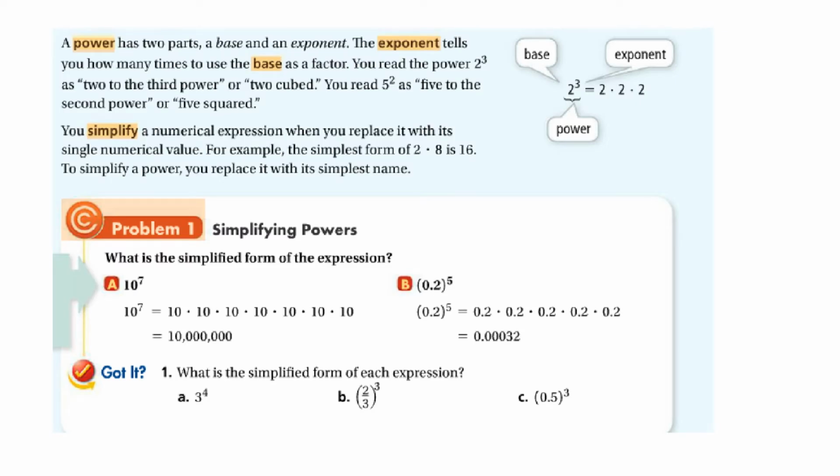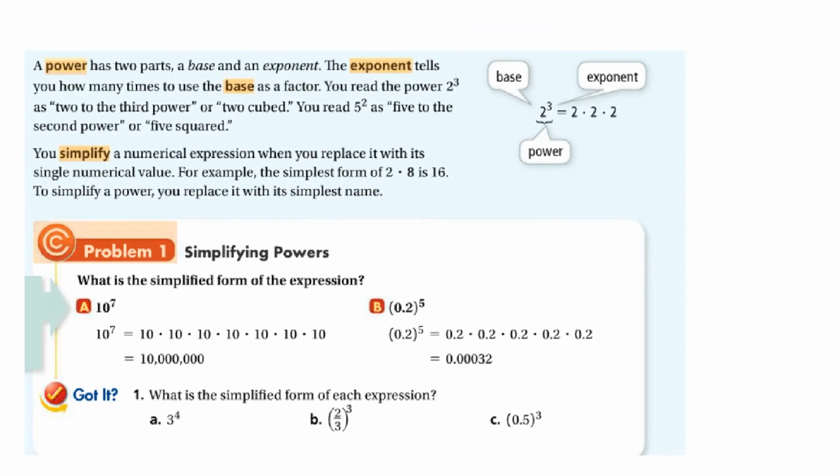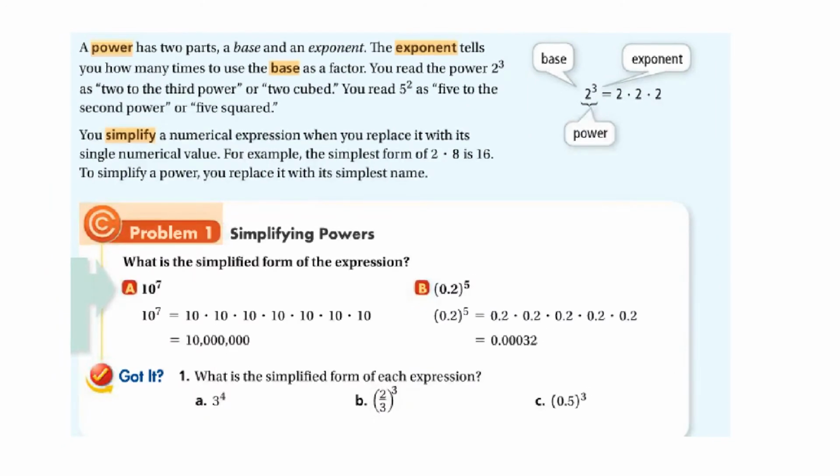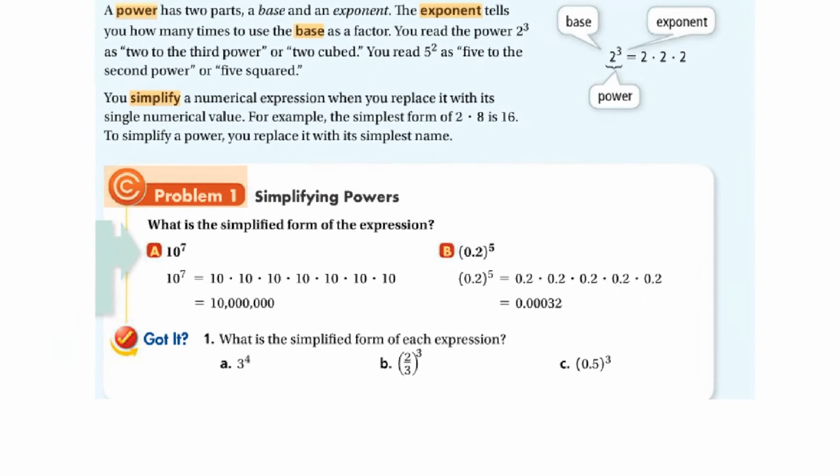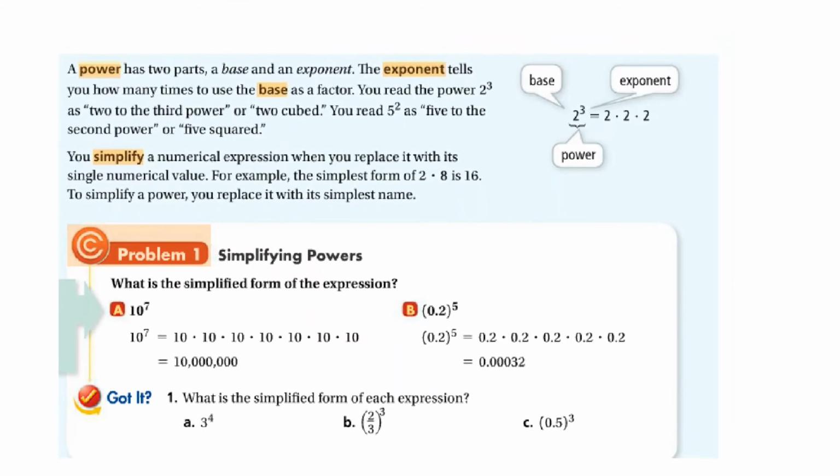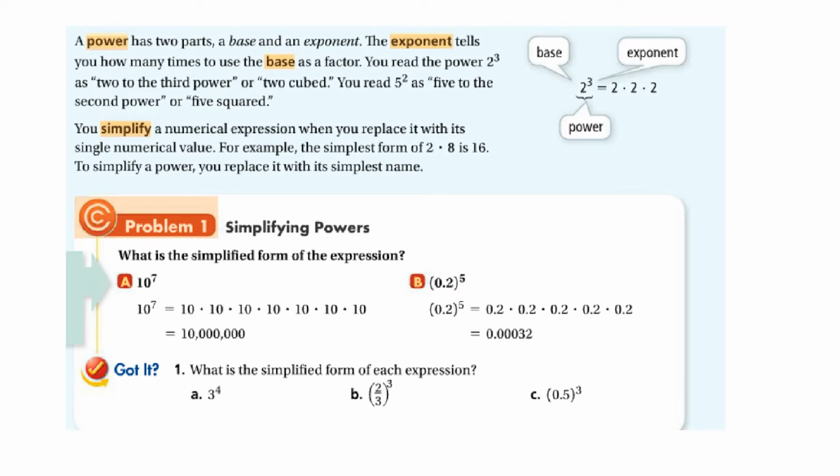A power has 2 parts, a base and an exponent. The base tells us what number we're going to use as a factor. The exponent tells us how many times we're going to use that base as a factor. The whole thing is called a power. So 2 to the third power we would call a power.